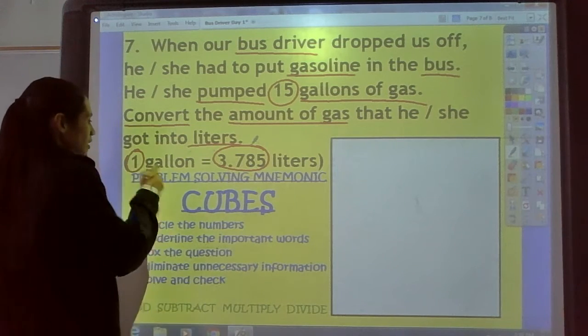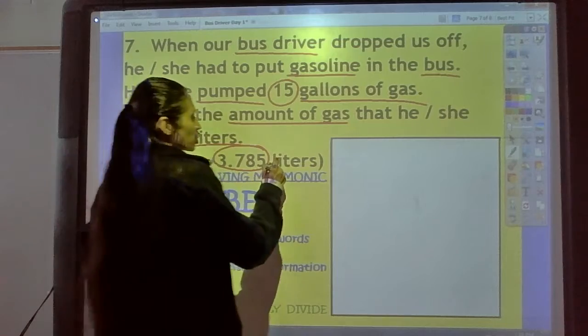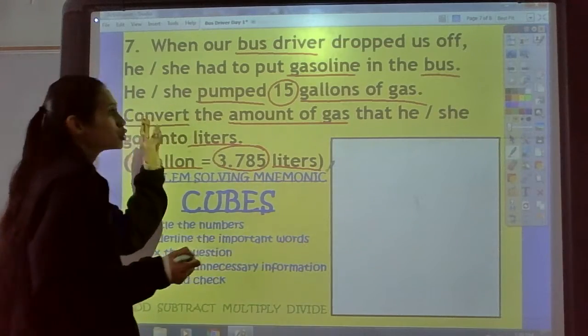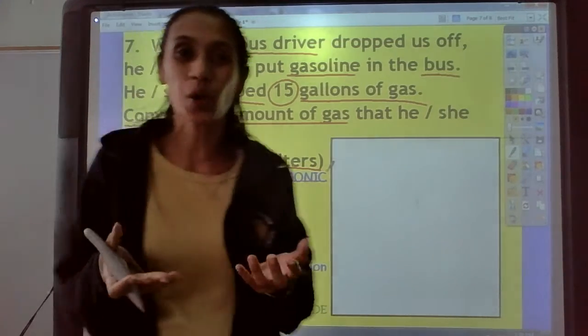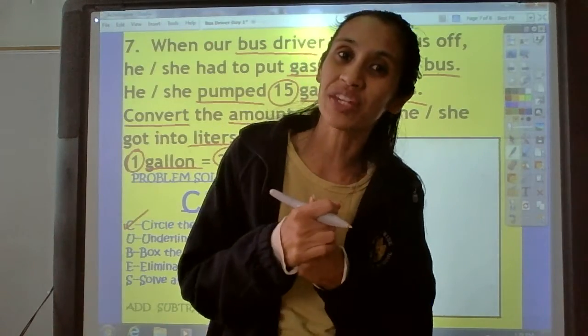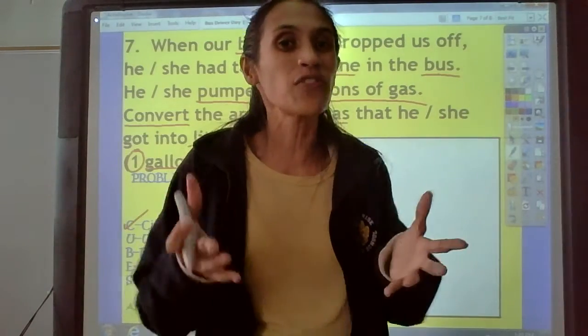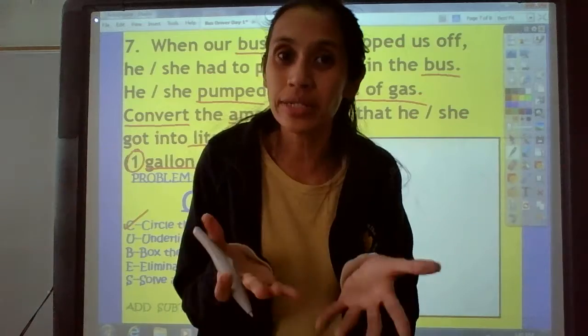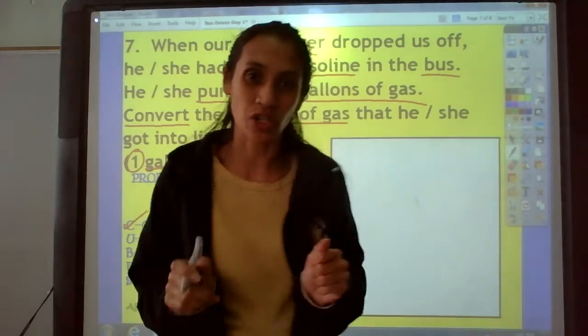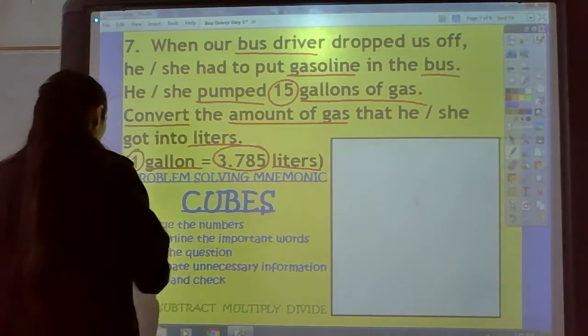What else do you see? Gallon, liters. All right, now maybe you underline some other ones that are important. Maybe you didn't underline everything that I have. That's fine. Whatever you feel is important, whatever we need to solve the problem, make sure those are underlined, okay? So we're done with that.